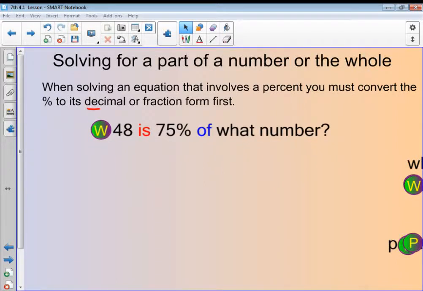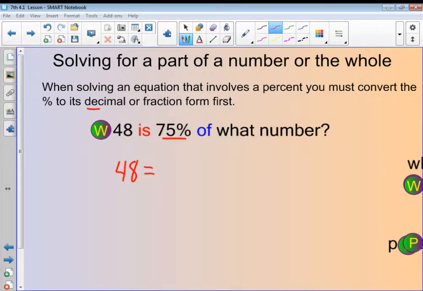So here, it's still the same format. We're still going to go ahead and substitute in. So I've got 48 means equals 75%. So once again, change that to its decimal form, which is 0.75, because we only get to move 2 places. Of means times what number?